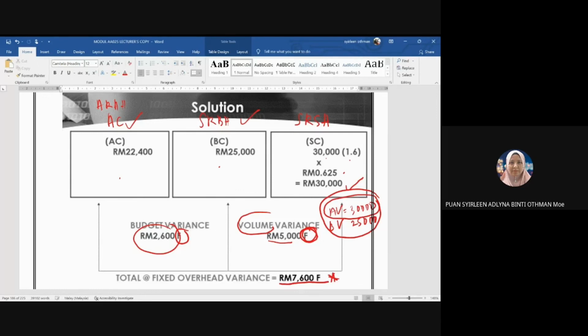Okay, all right. So this is how we calculate our fixed manufacturing overhead. So we are done with topic 10. So you can proceed to your tutorial. For the tutorial, you can use either method. You don't need to do both. If you are satisfied or prefer the matrix method, you can use the matrix method.